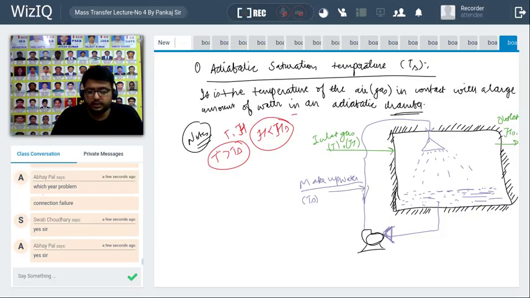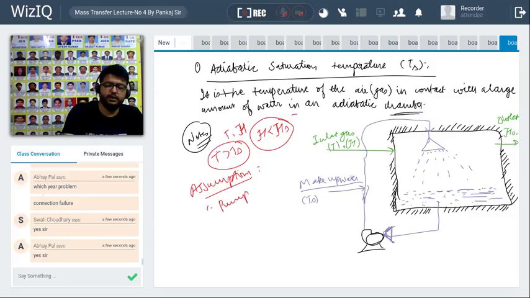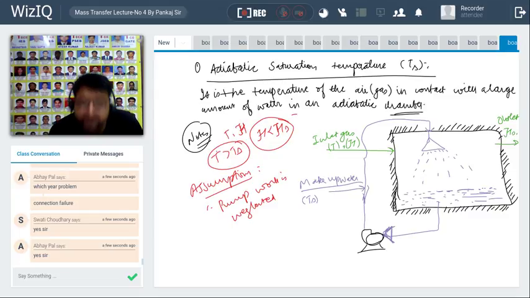And the assumptions. Number one, pump work is neglected. So we don't need to calculate the pump work. That is a fluid mechanics problem, and why complicate things when you can simplify them and get the temperature.